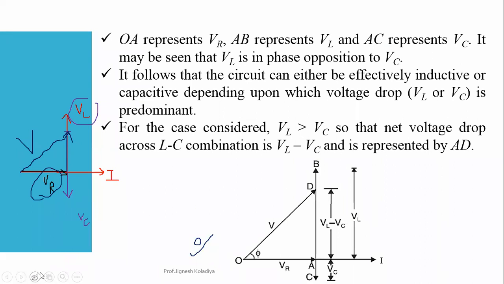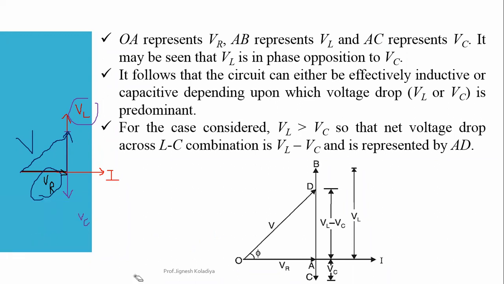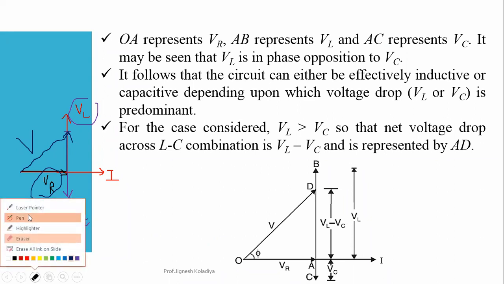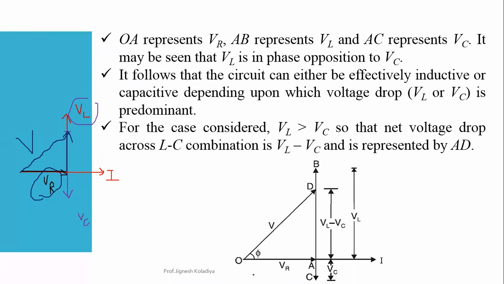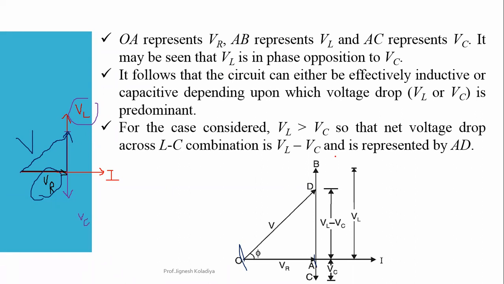So you can see this diagram again. OA represents VR, that is this one. AB represents VL, the vertical line, this AB, and AC represents VC. So this downward line is VC, and it may be seen that VL is in phase opposition to VC. So we can clearly see over here.